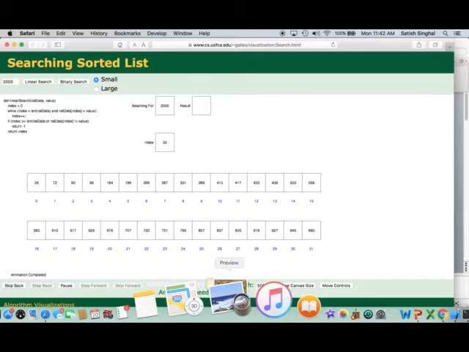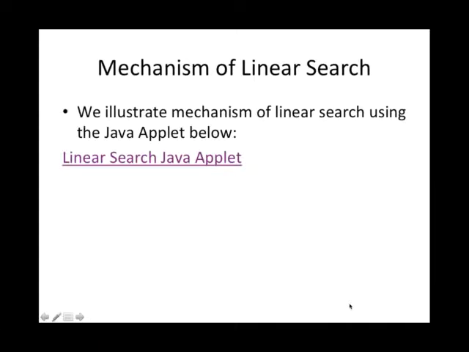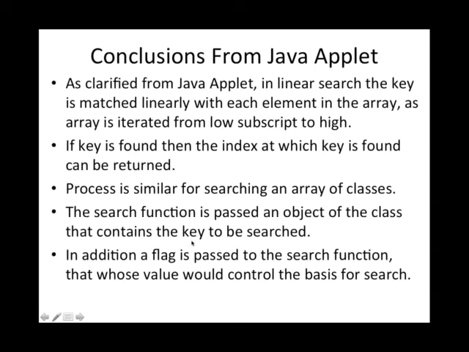Okay, back to PowerPoint. Okay, these are the conclusions from the Java Applet. In linear search, the key matches linearly with each element in the array, as the array is iterated from low subscript to high subscript. You remember that we started with 0 subscript and kept comparing elements in the array with the key as we progress towards higher and higher values of the subscript. If the key is found, then the index at which the key is found can be returned.